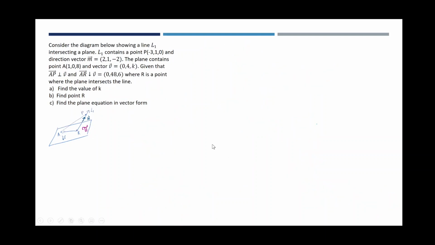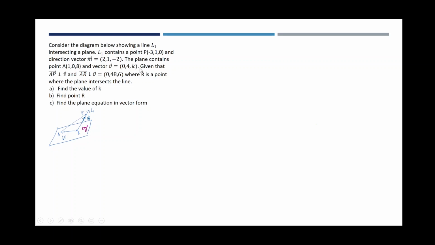Another question, and this is going to be my last one. Consider the diagram below showing line 1, so here's line 1, intersecting the plane. Line 1 contains the point P, so there's point P on the line, and it has a direction vector M. So on the line we have direction vector M. The plane contains a point A, so here's point A, and also the plane contains vector V. We just don't know one component of vector V.